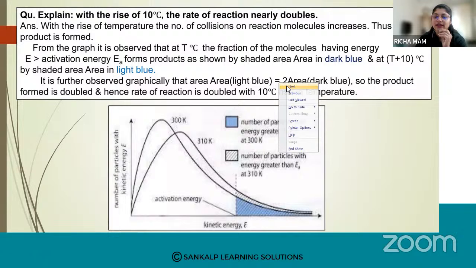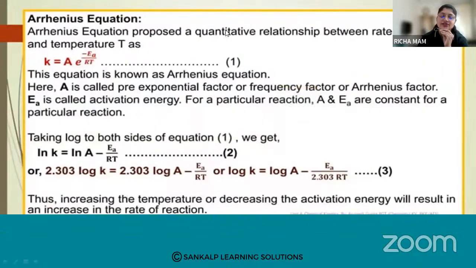Then we had discussed the Arrhenius equation. Arrhenius gave a mathematical expression between the temperature and the rate constant. The relationship was k = A e^(-Ea/RT). What is k? k is the rate constant, A is the Arrhenius constant, Ea is the activation energy, R is the gas constant and T is the temperature in Kelvin. These terms are very important.